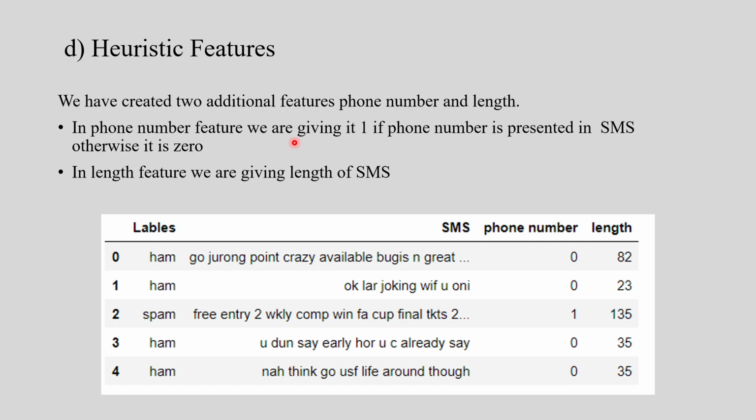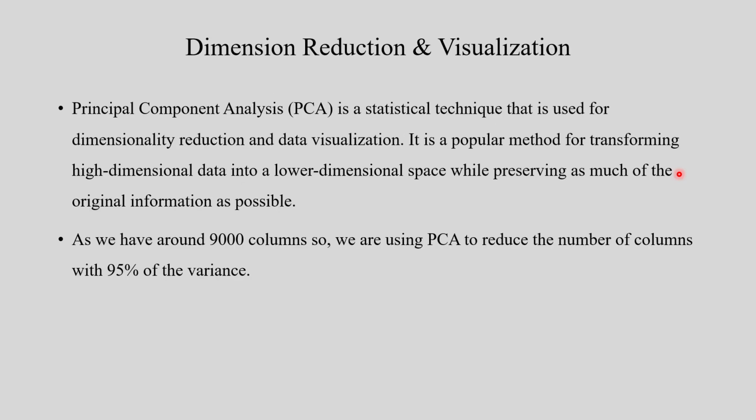Then we created some heuristic features like phone number and length. For phone number, if the message contains a phone number, we give it a 1, and for length we calculated the length of that particular message. Now after this, my friend Gautam will explain the flowchart.